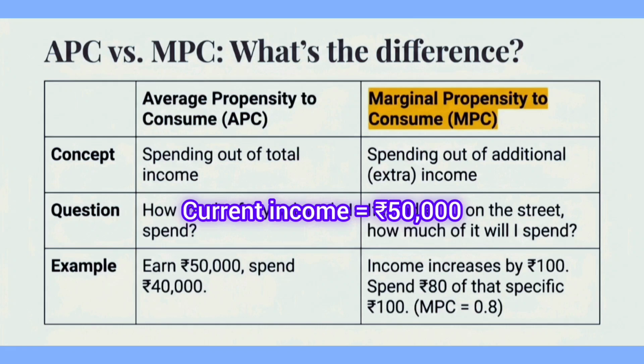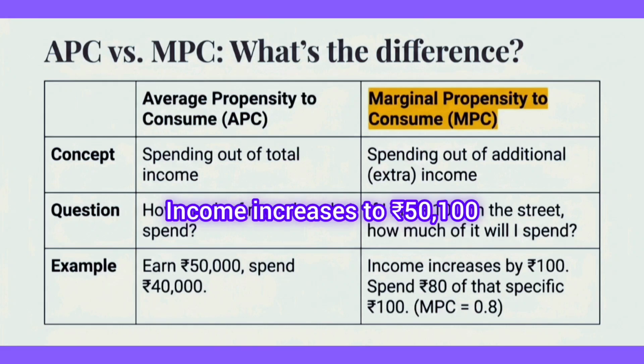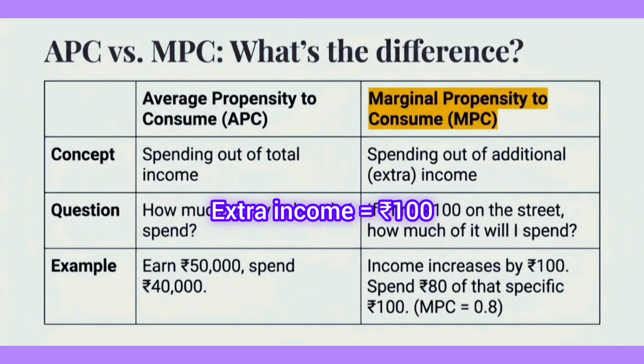For example, current income is equal to 50,000 rupees. Income increases to 50,100 rupees. Extra income is equal to 100 rupees. Out of this extra 100 rupees, spend is equal to 80 rupees. Save is equal to 20 rupees. Therefore, MPC is equal to 80 by 100, which is equal to 0.8.